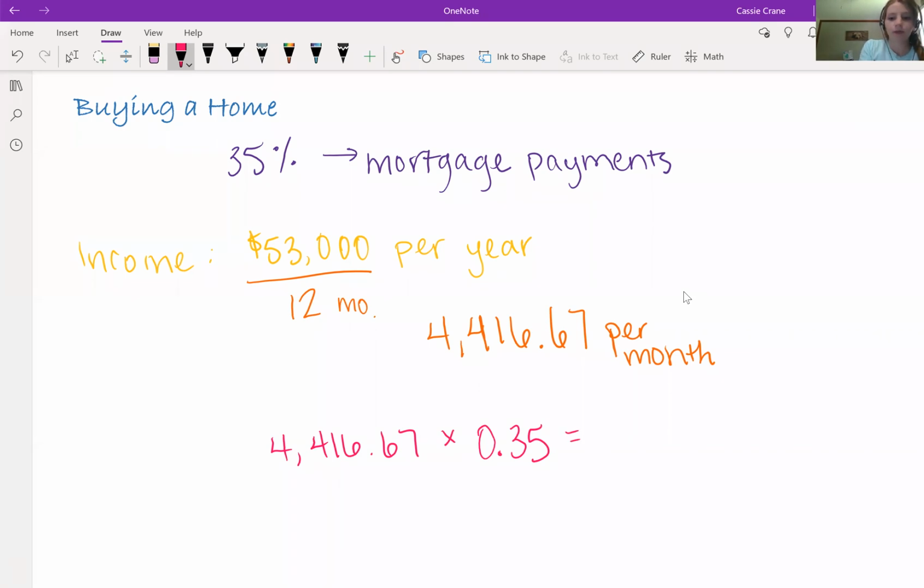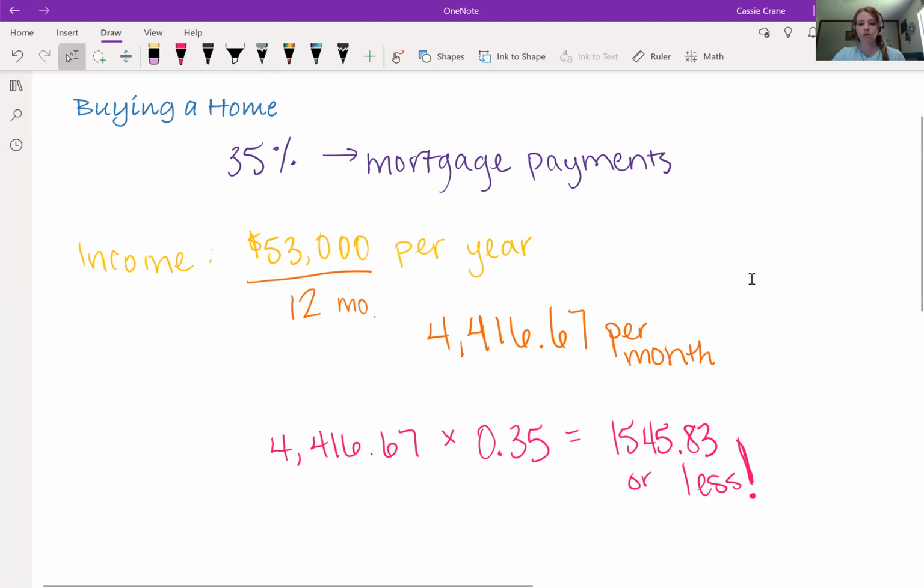So when we multiply that, we get $1,545.83. So we could afford a house with a monthly payment of $1,545.83 or less. Anything over that, we would say that's too expensive for our budget. Okay, does that make sense? So just like what we did with rent last week, the only thing I did different this week is start with an annual income instead of monthly.